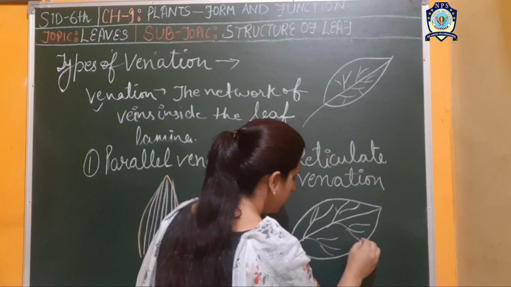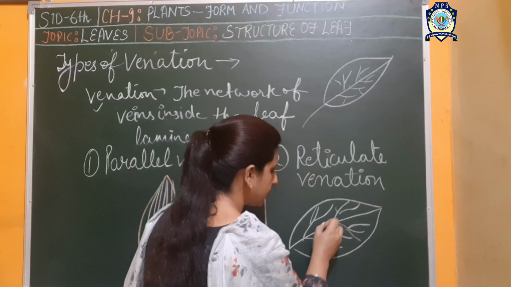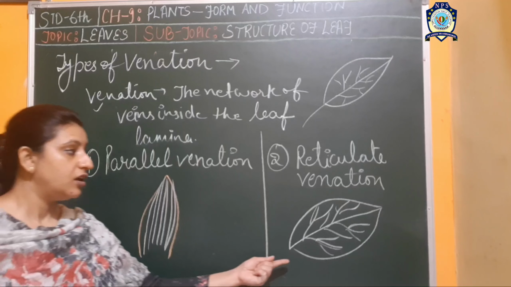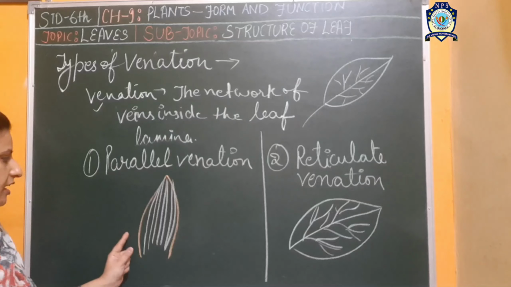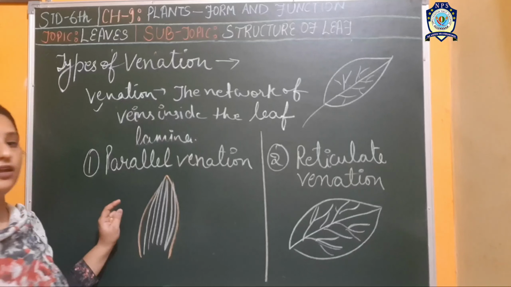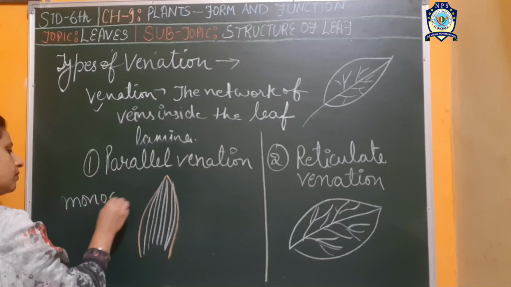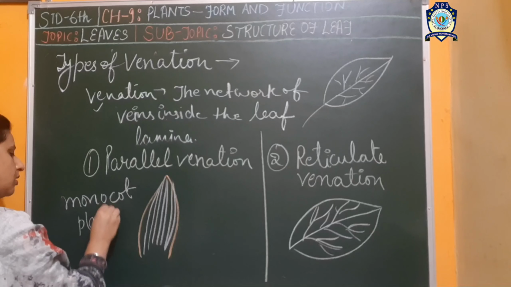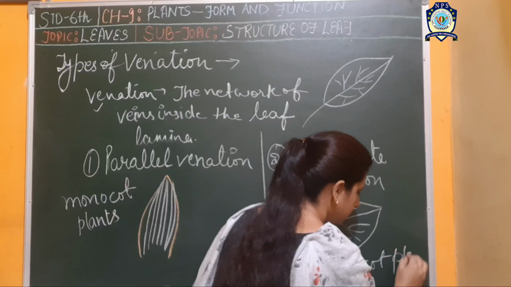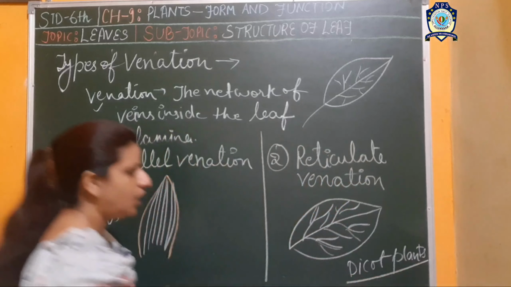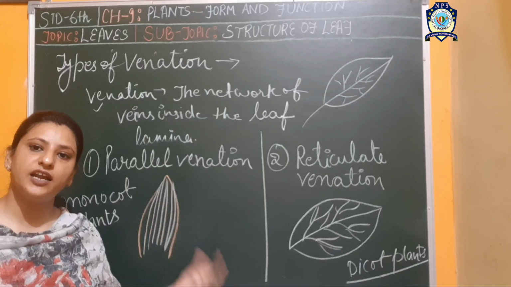They have a midrib, the midrib is divided into veins, and the veins are divided into veinlets. So this network-like structure of veins is present in reticulate venation, and the veins are parallel in parallel venation. Parallel venation occurs in monocot plants and reticulate venation occurs in dicot plants. Now we will discuss the types of leaves as simple and compound leaves.